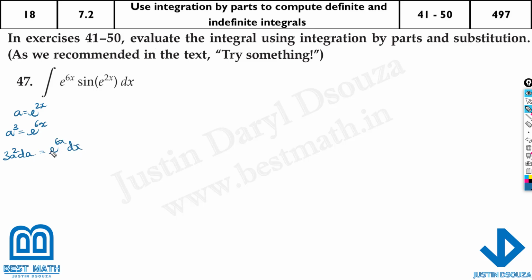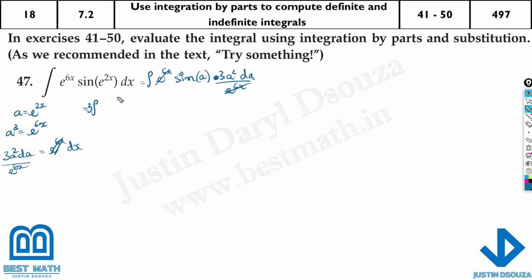Now what is dx? Just this moves to the other side. I've written it down over here. So now let me substitute it back. The given question becomes integral e to the power 6x sine a dx, which is 3a squared dA by e to the power 6x. Now this cancels off with this.